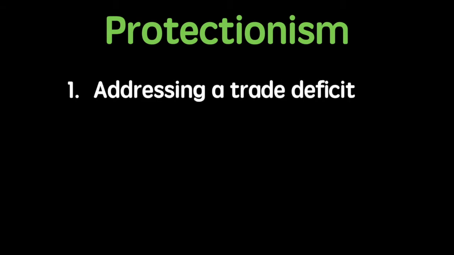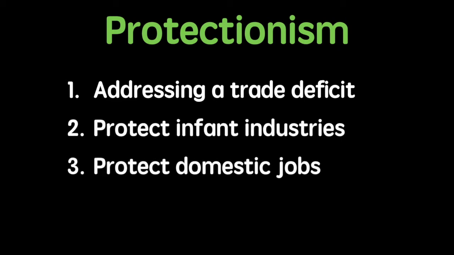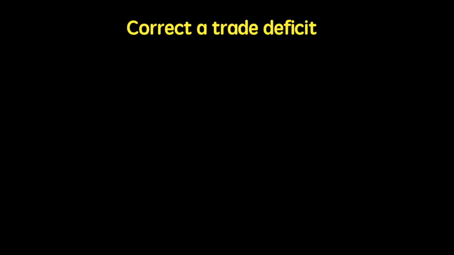4 key arguments in favor of protectionism include enacting trade barriers to address a trade deficit or current account deficit. Secondly, to protect infant industries. Third, to protect domestic jobs. And finally, to correct market failure.